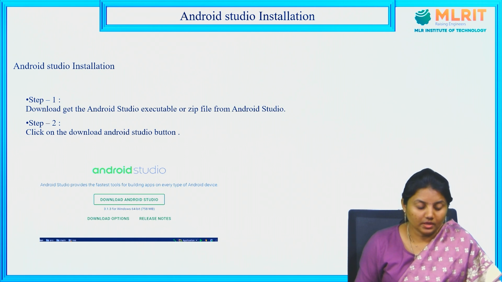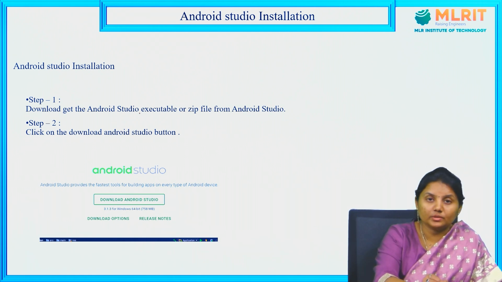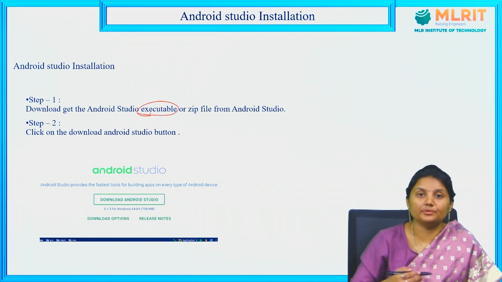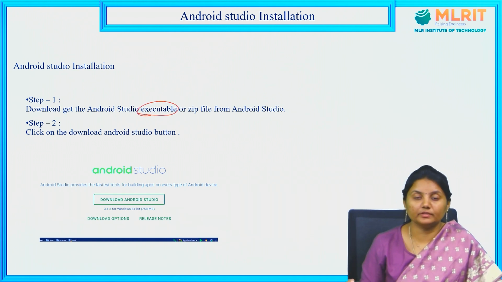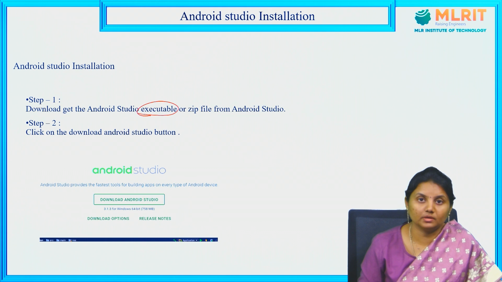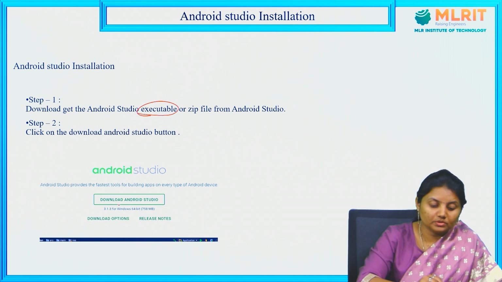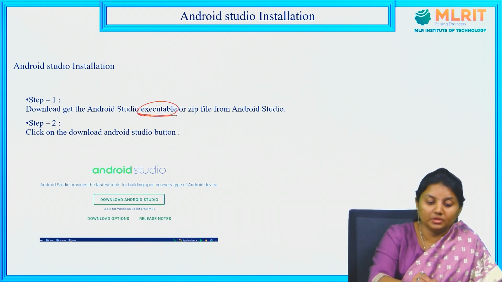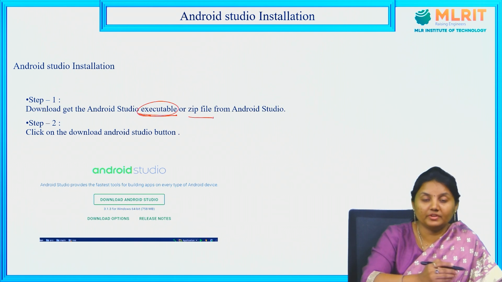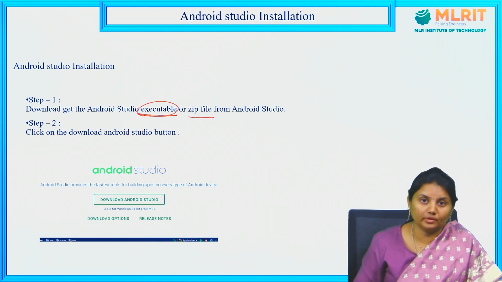To install Android Studio, the first thing you have to do is get the executable file or the zip file. You can download it directly from the Android Studio website, and you can get the latest versions. There are so many versions, so just click on download. Once you download this, you will get an executable file or a zip file from which you can extract and install your Android Studio.